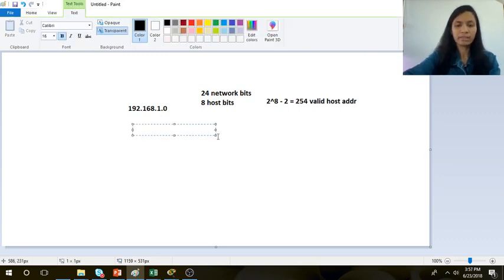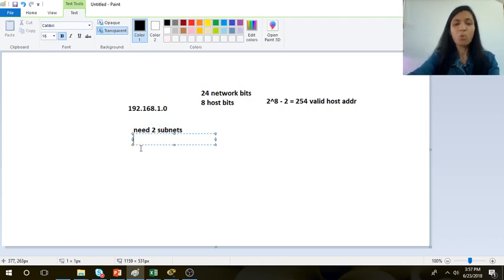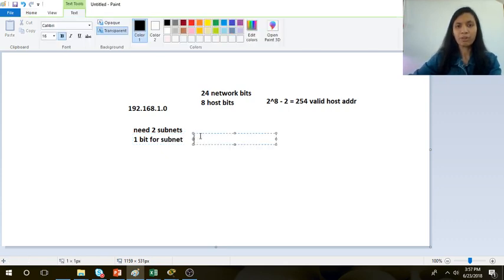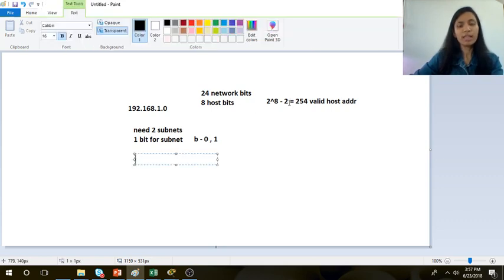So you need 2 subnets. Now if you need 2 subnets, you will need 1 bit for subnet. Whatever is your 1 bit for the subnet, when it takes a value 0, that is going to give you the first subnet. When this bit takes the value 1, it will give you the second subnet. So if you need 2 subnets, you require 1 bit for representation of subnet. Now you have got 8 bits for your host part.